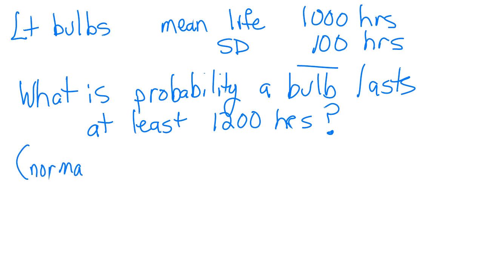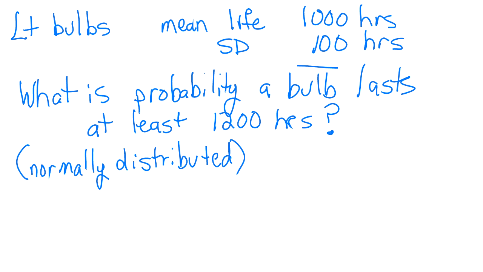Life of a bulb is normally distributed. Again, there's many, many, many distributions. We're just learning one of them. Okay, so does that look familiar, like something on your homework? A problem like that? Yes. Okay, good.